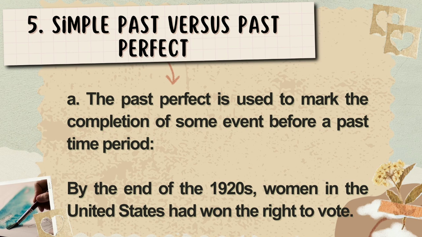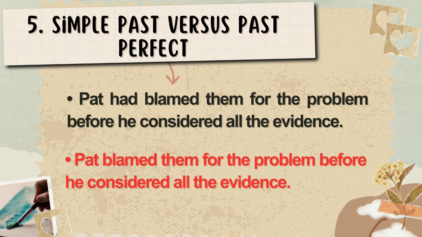The fifth one here is simple past versus past perfect. Letter A is the past perfect is used to mark the completion of some event before a past time period. The example is "By the end of the 1920s, women in the United States had won the right to vote," or before another past event that is in simple past: "Pat had blamed them for the problem before he considered all the evidence."